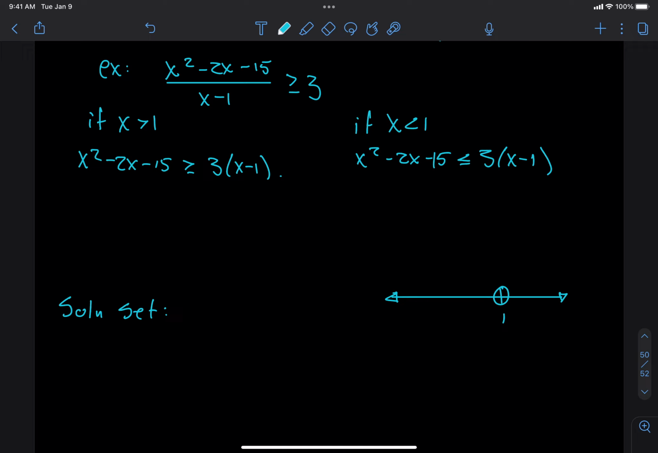All right, so let's go ahead and solve them. If I get 3x minus 1, that's the same as 3x minus 3. If I move everything over to one side, I get x squared minus 5x, right? X squared minus 5x, and then minus 12.